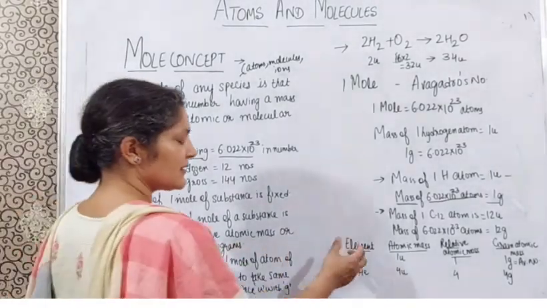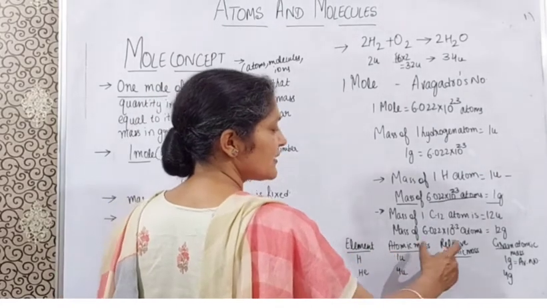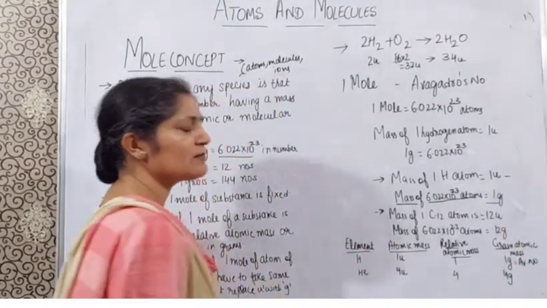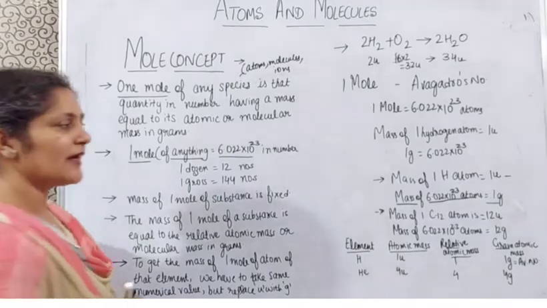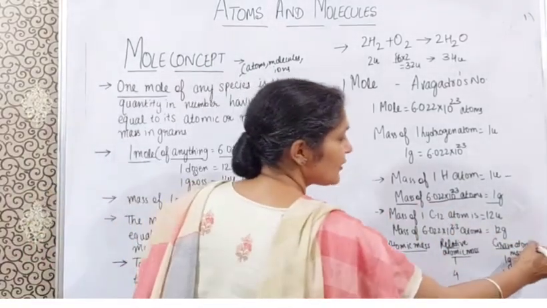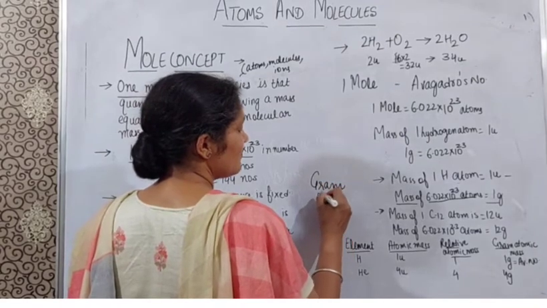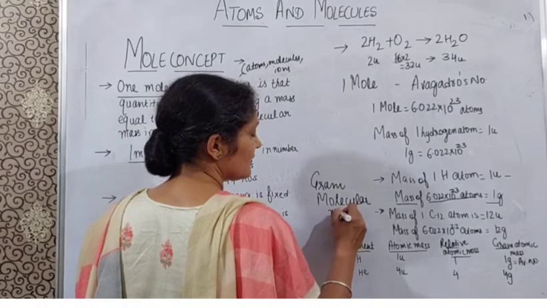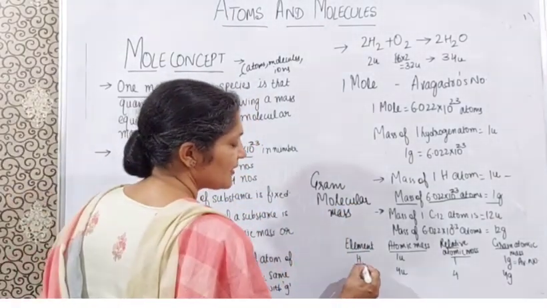Now we can take an example. Here we have written element, here is atomic mass, here is relative atomic mass, and then there is gram atomic mass. When the mass is in grams, if they are atoms, it is gram atomic mass. If they are molecules, then it will be gram molecular mass. Now we see we have taken the element hydrogen.